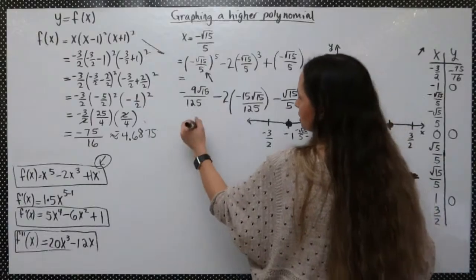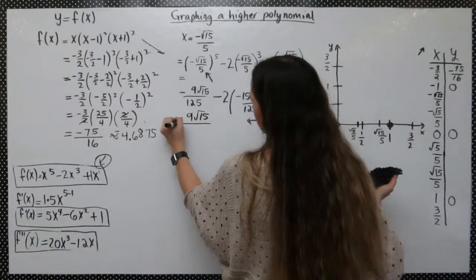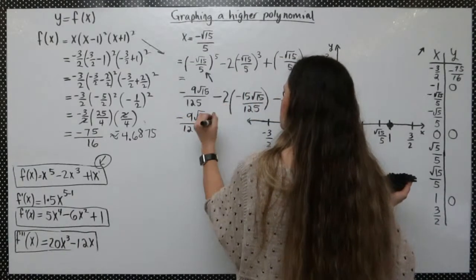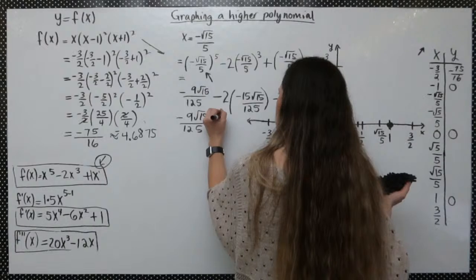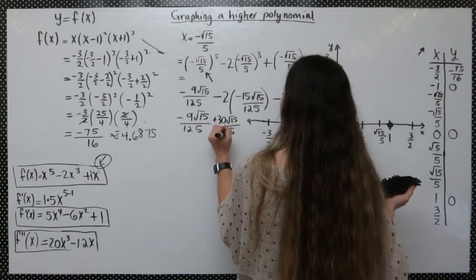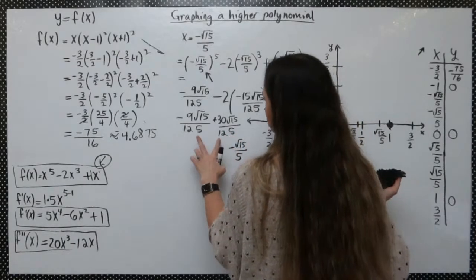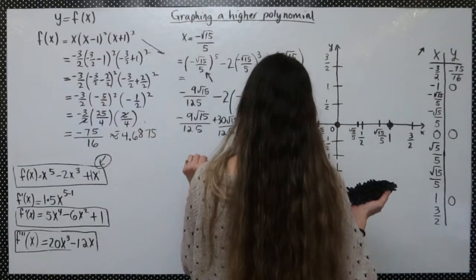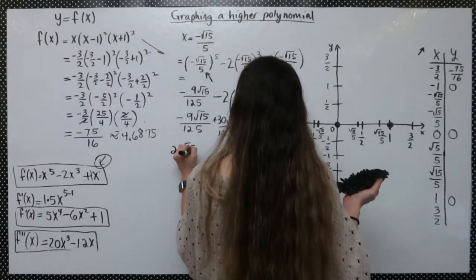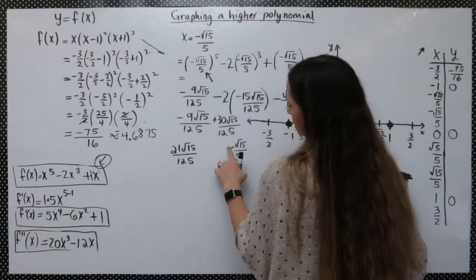This term's going to become positive. So 9 radical 15 over 125 plus 30 radical 15 over 125. And then it's minus radical 15 over 5. All right, let's add these up real quick. 30 minus 9 is 21, minus 15 radical 5.